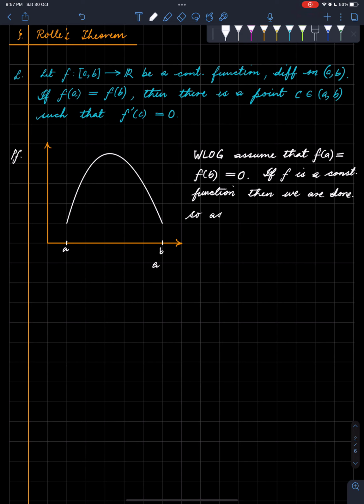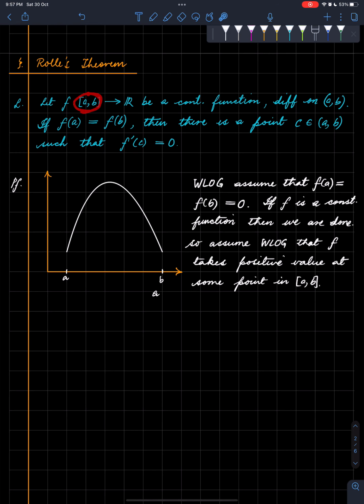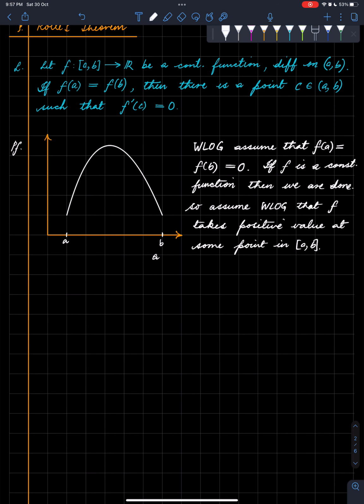So assume f is non-constant. Again, assume without loss of generality that f takes a positive value somewhere, because the other case, where f takes a negative value somewhere, is completely similar to the one we'll be covering. So assume without loss of generality that f takes a positive value at some point, and note that f is a bounded function because it is a continuous function on a compact set, so it is bounded.